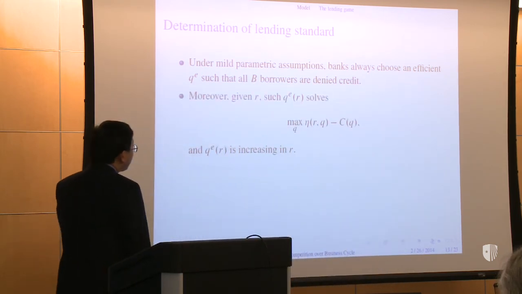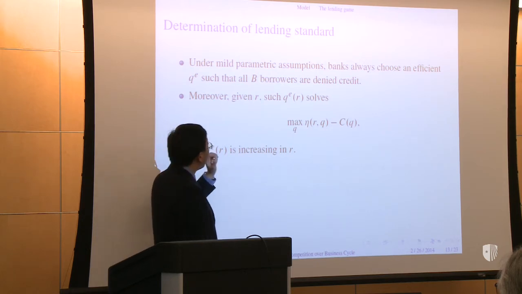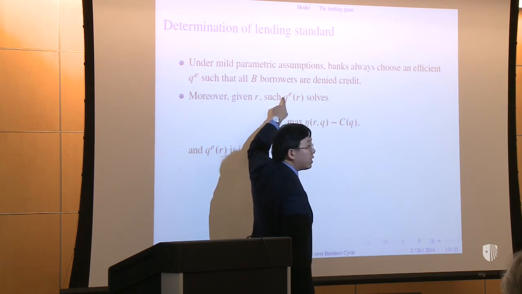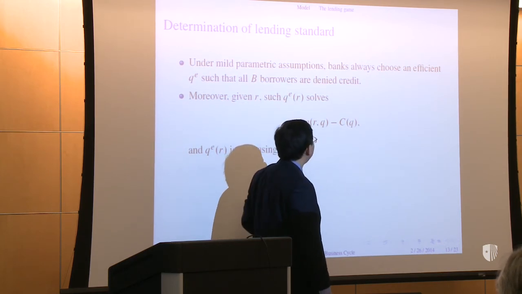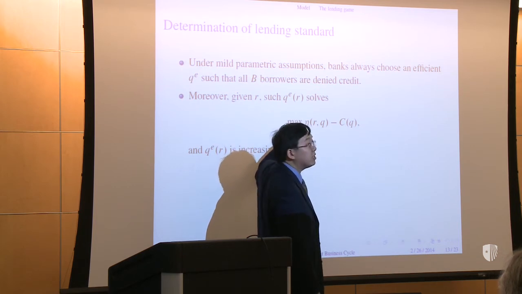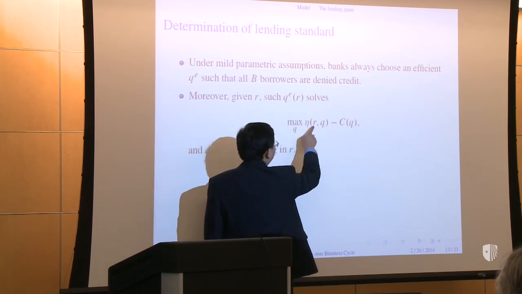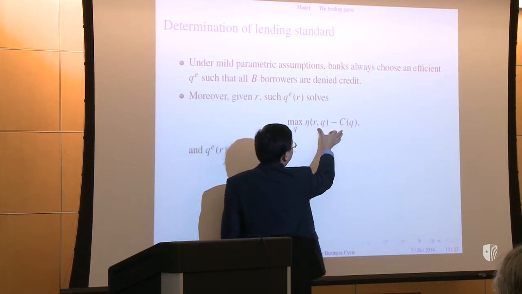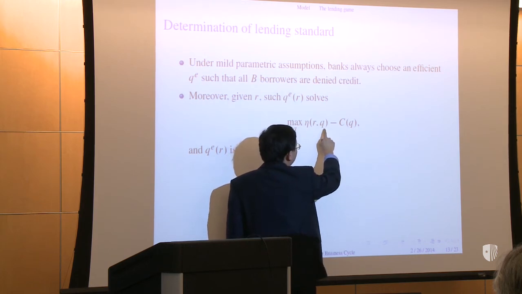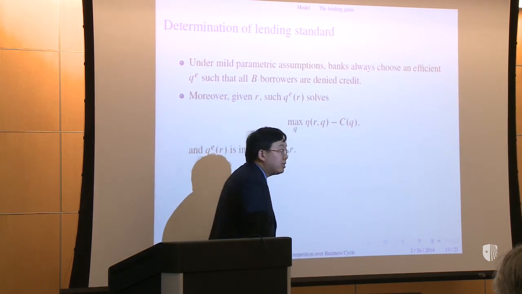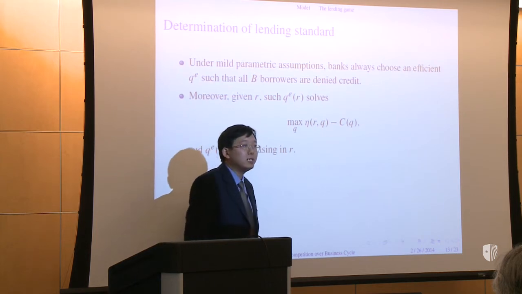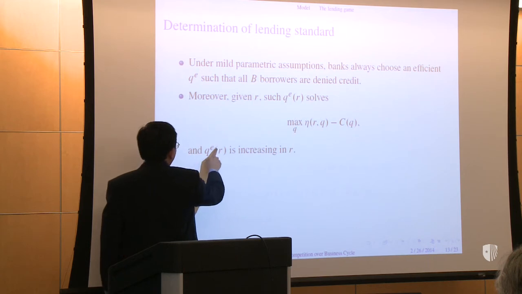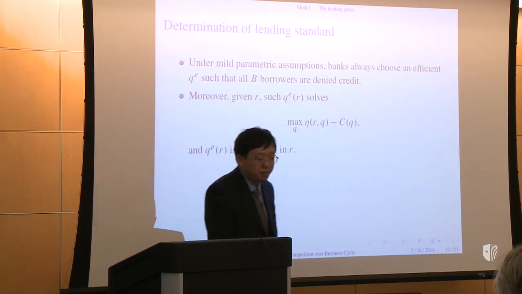And moreover, for each given gross interest rate R, such an efficient screening intensity QE is going to be determined as the solution of this maximization problem. That is, for given R, the bank is going to maximize the net return, that is expected payoff minus the screening cost, by choosing an appropriate screening intensity Q. It turns out that this screening intensity is increasing in R.